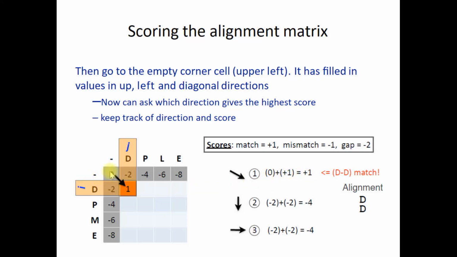So the diagonal one is number 0, and here is a match, so it's +1, we got 1. Then vertical direction, we got -2 plus -2, -4. Horizontal direction, we got -2 plus -2, -4. And comparing the results, 1 is the maximum, and this is from the diagonal neighbor. So we put an arrow here, reminding us this one comes from 0, and this one corresponds to a DD match. Here is the alignment view.